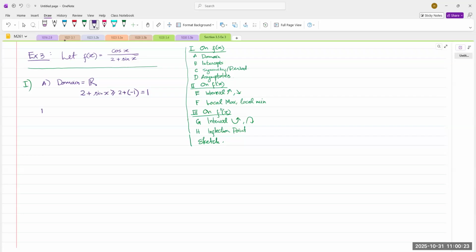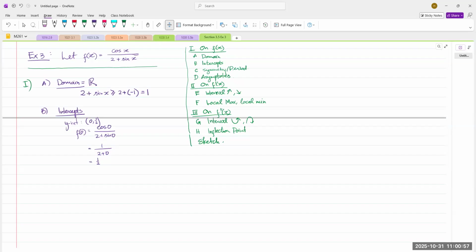Okay, part B, how about the intercepts? The y-intercept, we set x equal to 0. That would be cosine 0 over 2 plus sine 0. Cosine 0 is 1. Sine 0 is 0, so this is 1/2. The y-intercept is (0, 1/2). Let me give myself some space here.